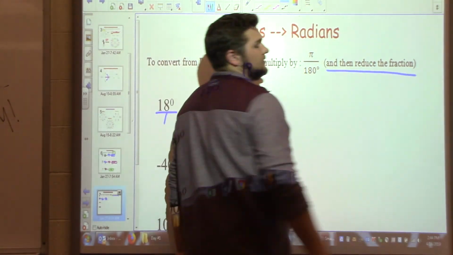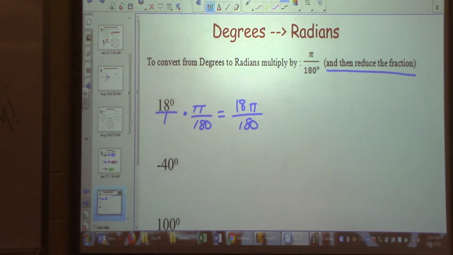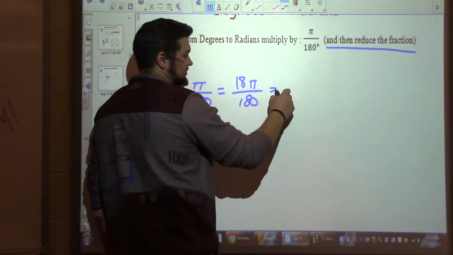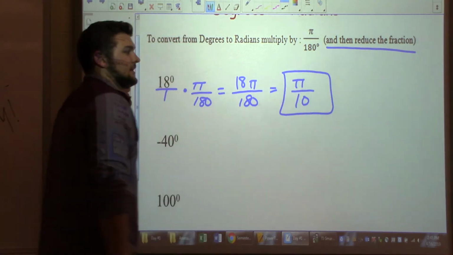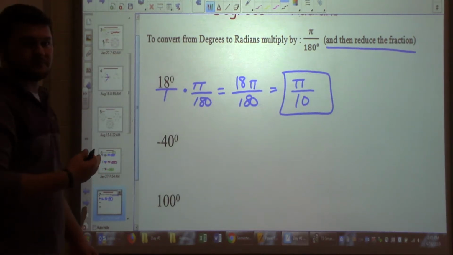Absolutely do not give me a decimal. Do not multiply 18 by pi. Do not do 18 divided by 180 and give me a decimal pi. Radians are in terms of pi, and they are fractions. They are reduced fractions. So in this case, 18 pi over 180 can reduce to pi over 10. And that's the radian measure. Pi over 10 radians is the same as 18 degrees.